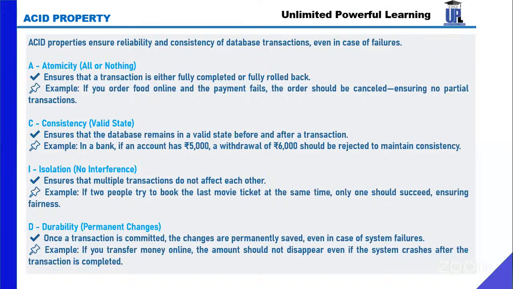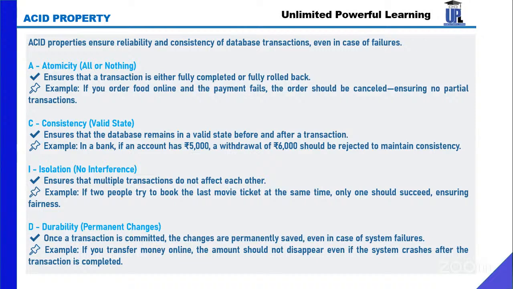So if a database satisfies these properties, then we are talking about a good database. All databases ensure the ACID properties, and people have to understand what is atomicity, consistency, isolation, and durability. Always remember the example: when the payment fails while ordering food online, either the full transaction is executed or not.